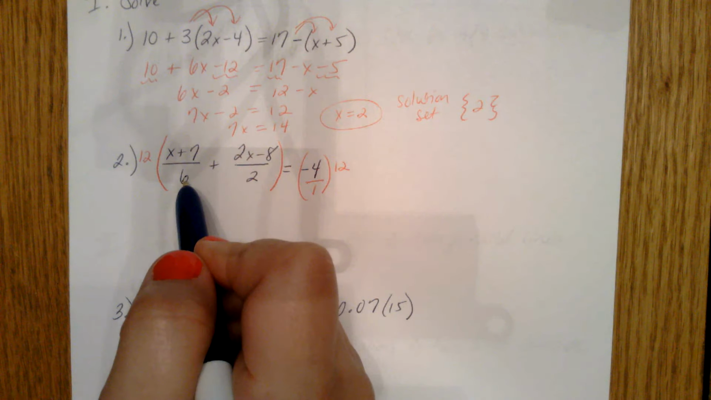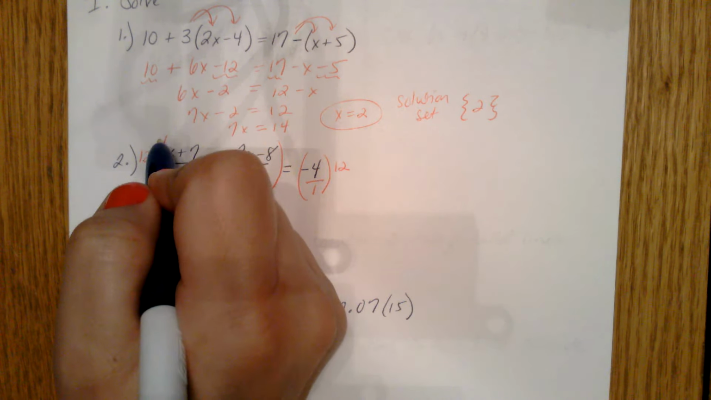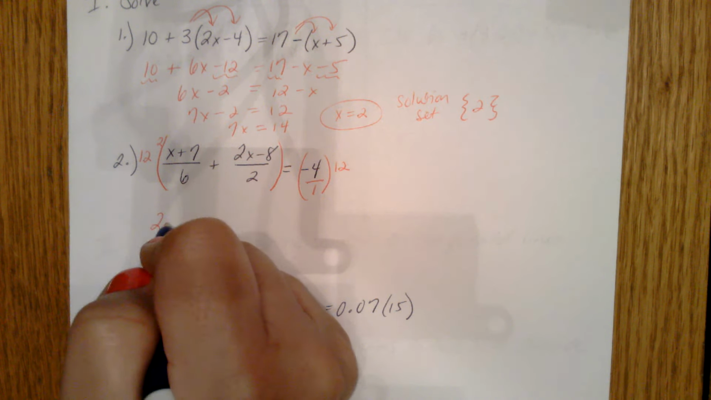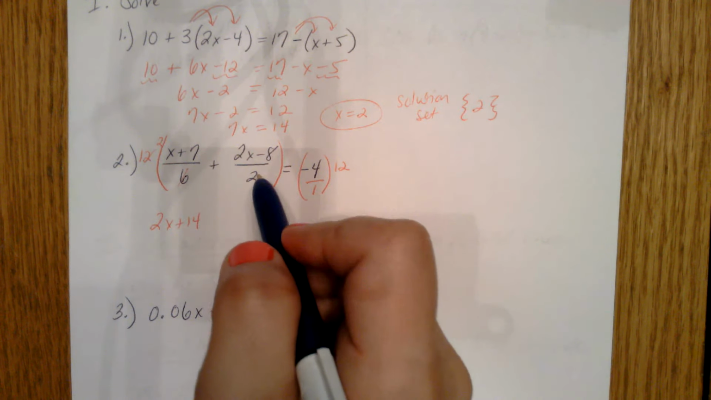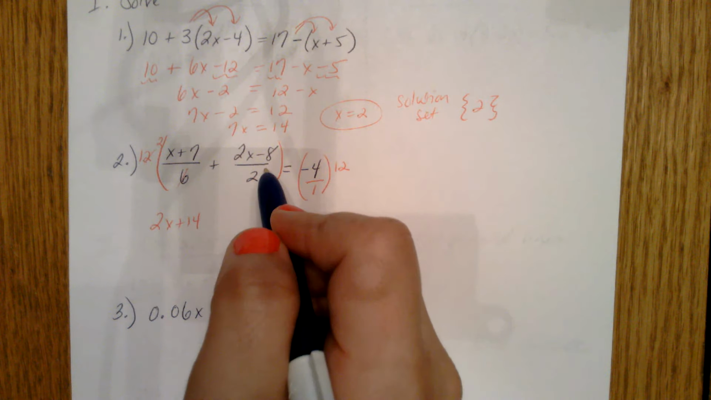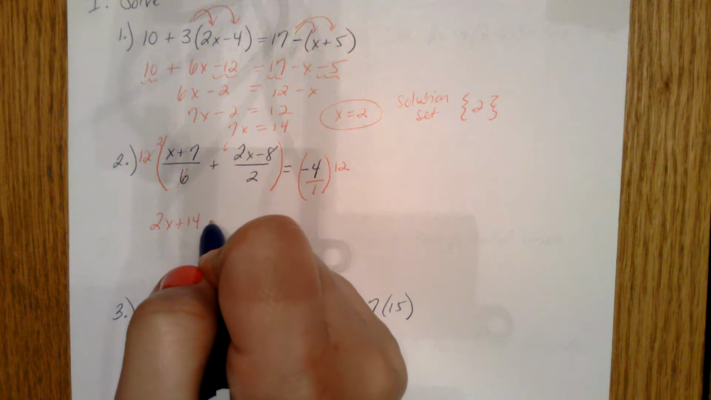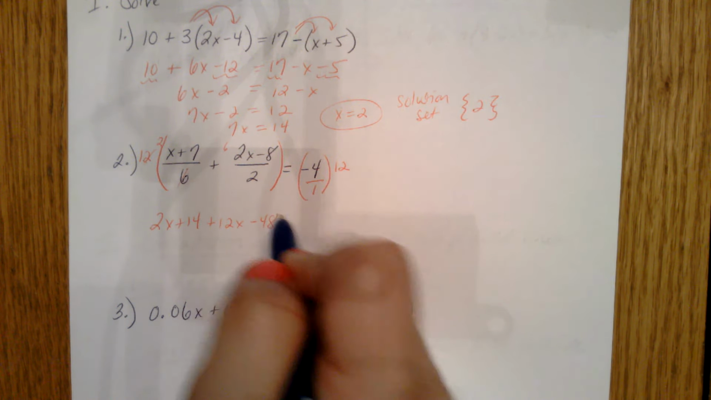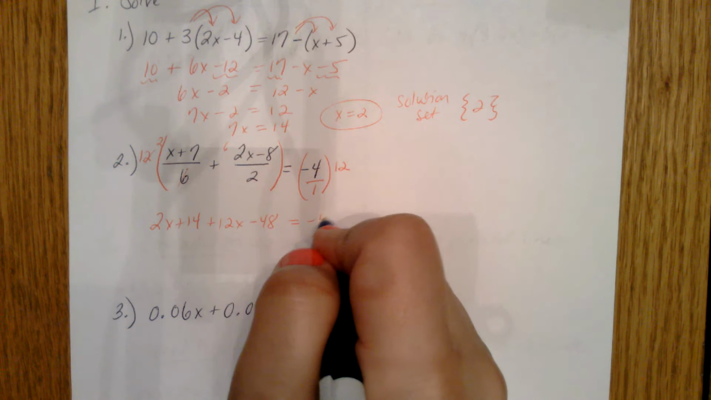So 6 goes into 12 2 times. So you're really going to multiply just this top by 2, 2x plus 14. And then 2 goes into 12 6 times. So you're going to multiply this one by 6. So you would have plus 12x minus 48. And then multiplying this by 12 is negative 48.